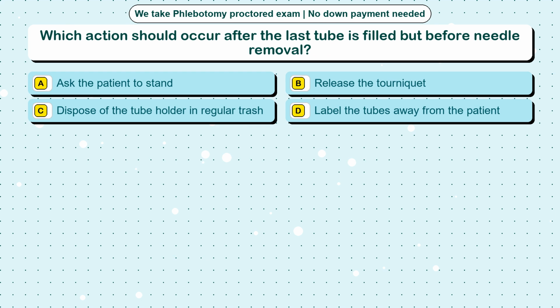Question 79. Which action should occur after the last tube is filled but before needle removal? Option A, ask the patient to stand. Option B, release the tourniquet. Option C, dispose of the tube holder in regular trash. Option D, label the tubes away from the patient.